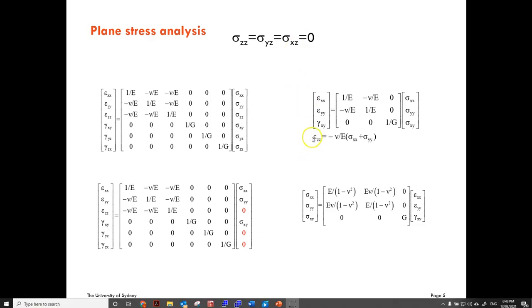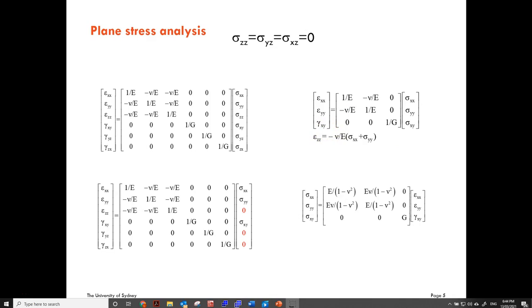Just to clarify, this is a particular feature in the plane stress analysis. So the axial stress in the z direction is not necessarily 0. So you can restrict the stress in the plane, but due to the Poisson effect, the strain is going to go out of the plane.